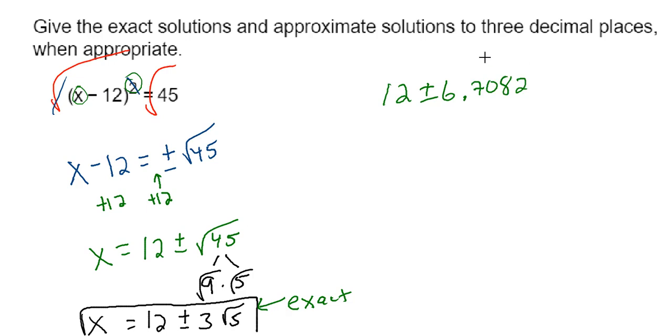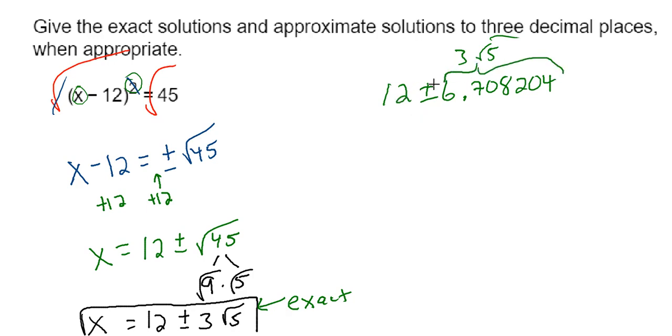6.7082. Now you want to make sure you need 3 decimal places here, so that should be enough, but I'll go a couple more. 0, 4. We'll round that to 4 right there. It was a 3, but there's a 9 after it, so I'm going to round that up to 4. So that's what we get from 3 square root of 5. All right, we get this number here.